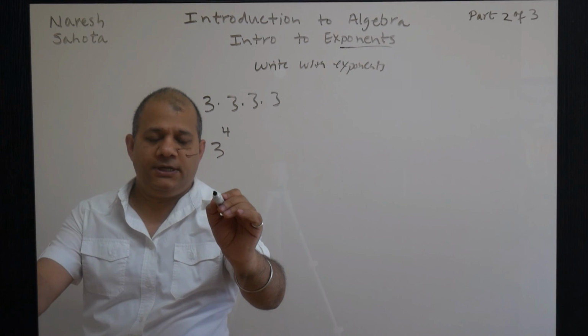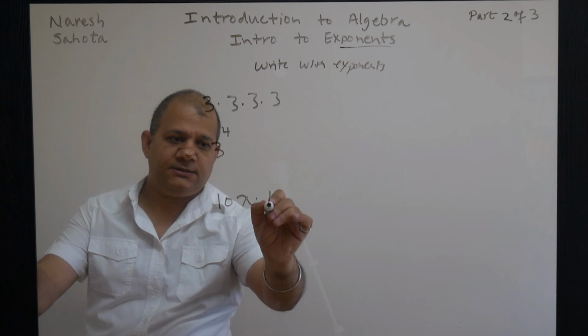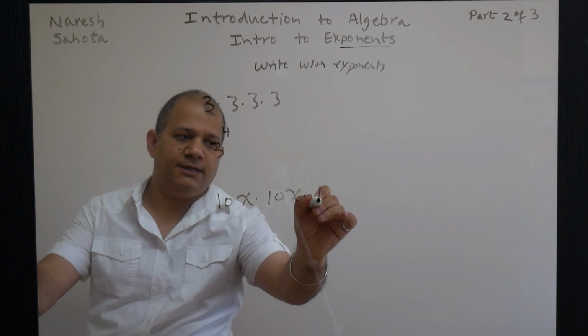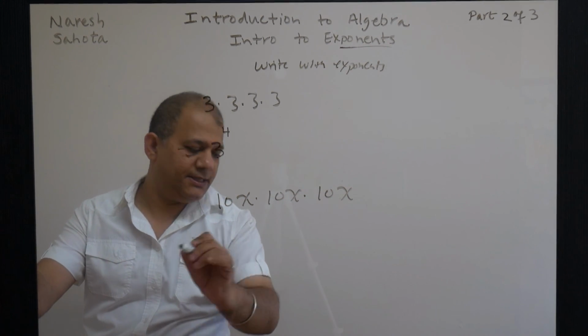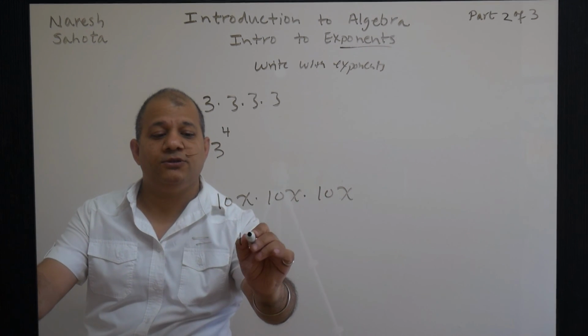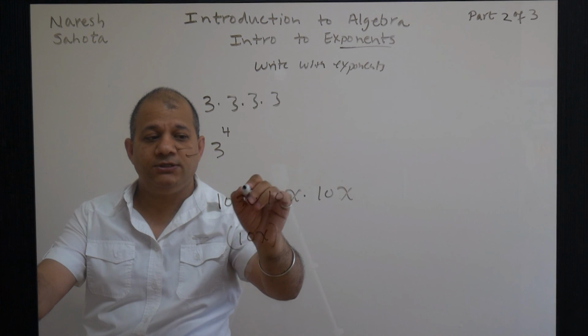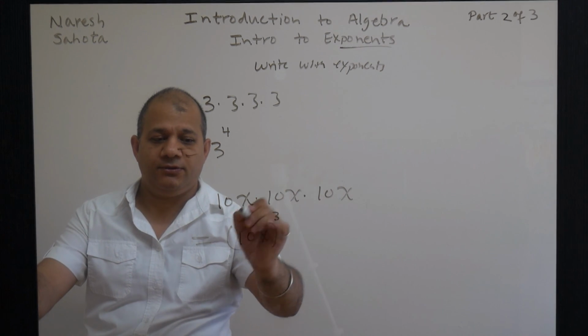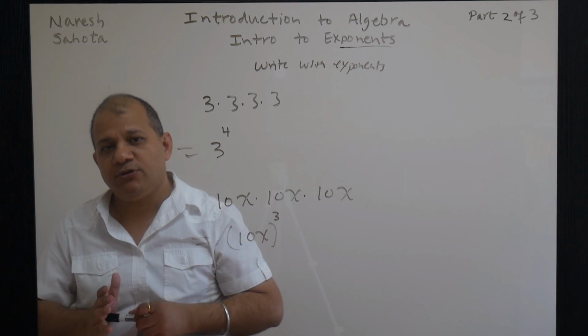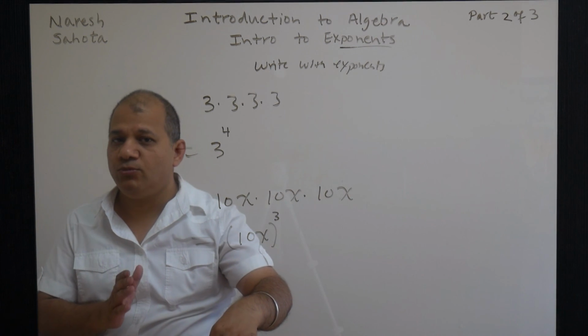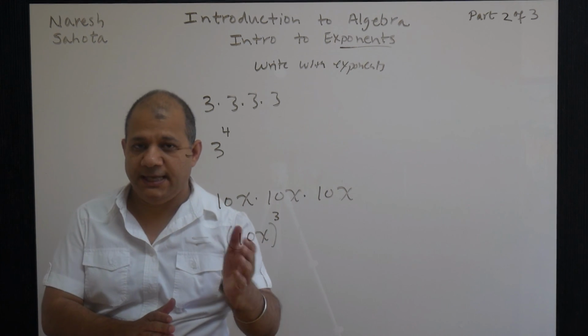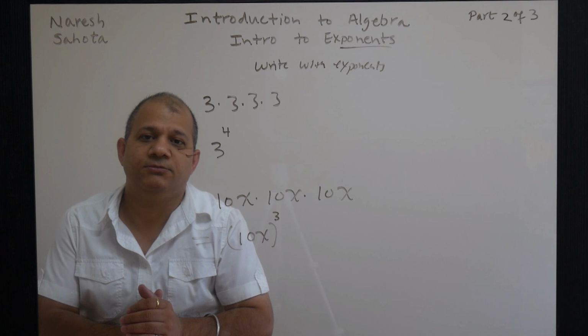Now, another example. So let's say 10x times 10x times 10x. So how do you write this in the base and exponent form? So the base is 10x, that is what is being multiplied. How many times? Once, twice, 3 times. So there, that's the answer. So I'm going to wrap up this example here, but we will do more examples in the third video, and that will be the final video for Introduction to Exponents.